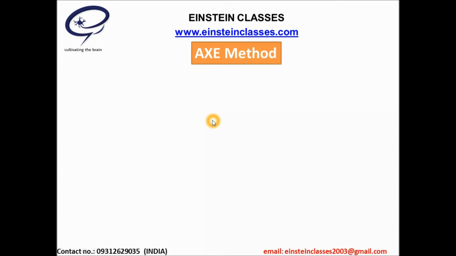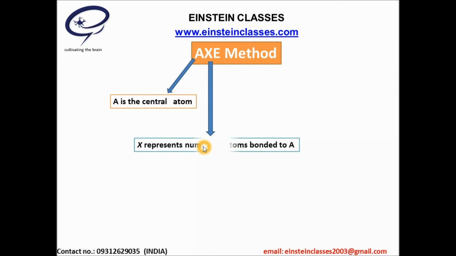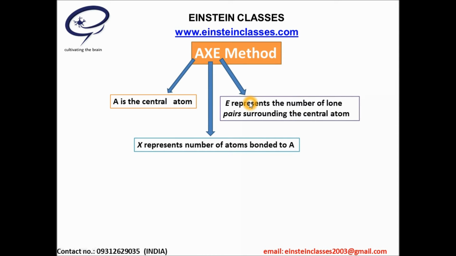Now there is a method to determine the valence shell electron arrangement. If we know the valence shell electrons, then we can predict the shape of the molecules. This method is known as the AXE method. And what do the letters stand for? A means the central atom, whereas X means the total number of atoms surrounding the central atom. E refers to the lone pairs present on the central atom.